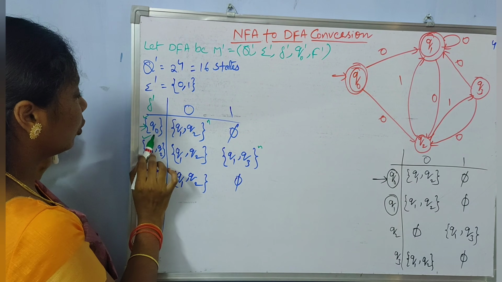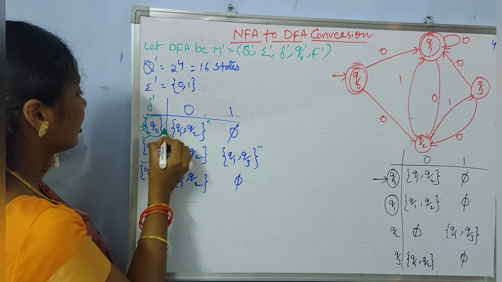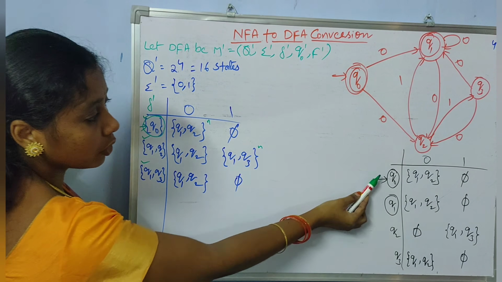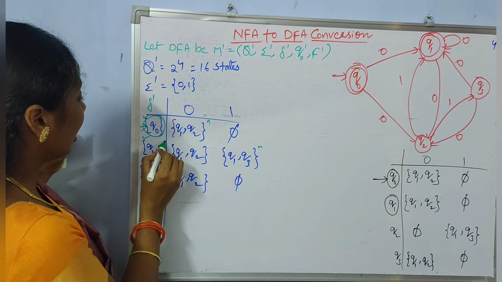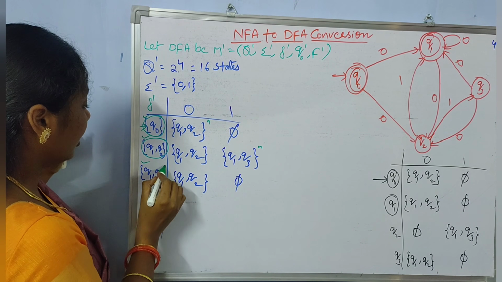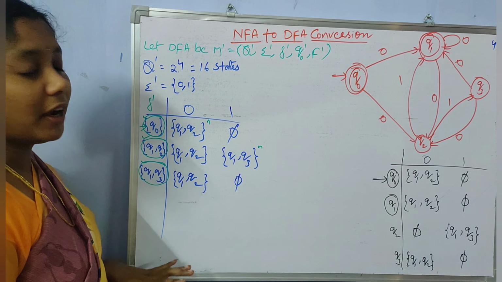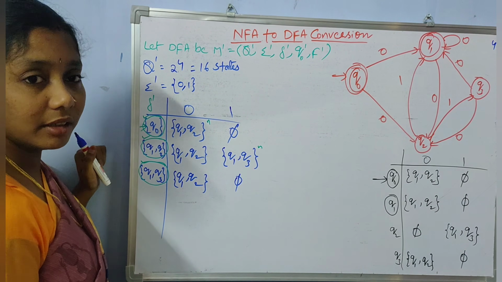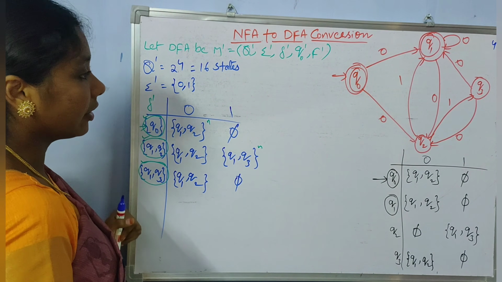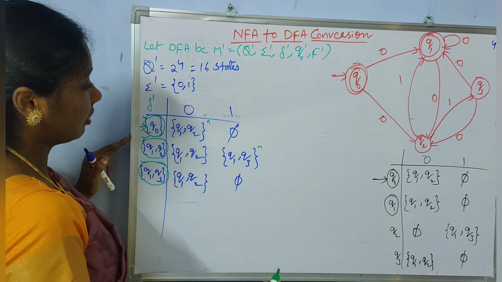So here we have Q0. This is identified as a final state. And next, either Q0 or Q1, right? So here you have Q1, and here also you have Q1. So here all three states are marked as final states. So let us draw the transition diagram with this.